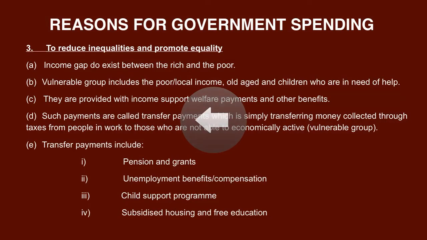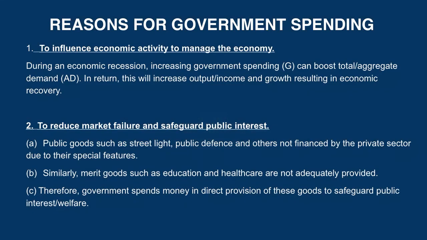I repeat: to influence economic activity, that's the first reason. The second reason is to reduce market failure. The third reason is to reduce the income gap between rich and poor. The fourth point here is debt servicing, to pay interest on the national debt. Right, so the first point here is what?